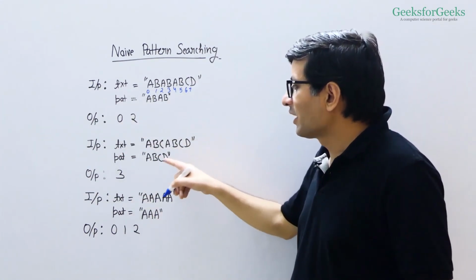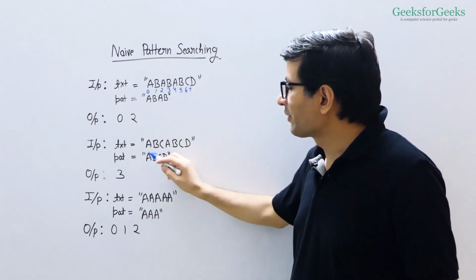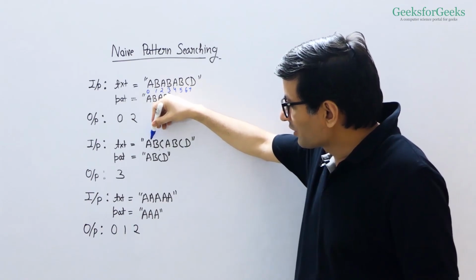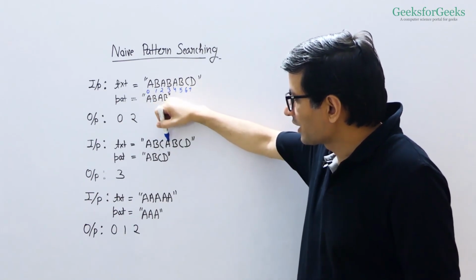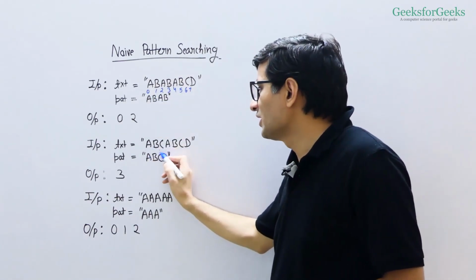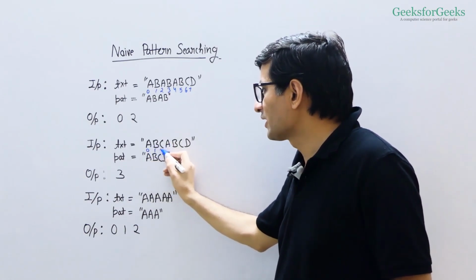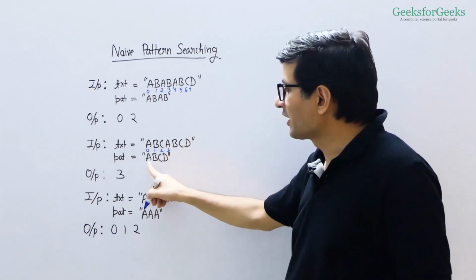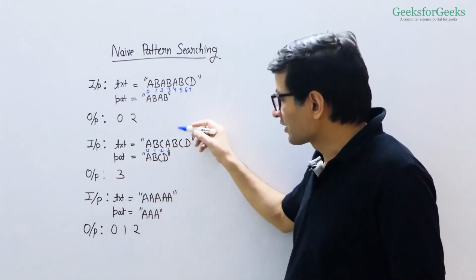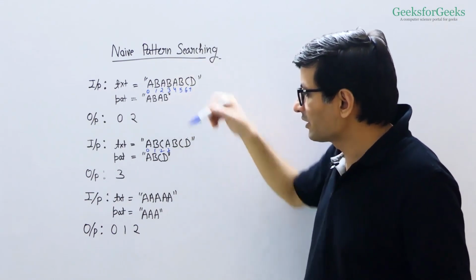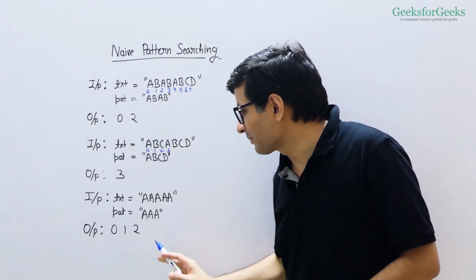In this example, our pattern is ABCD and our text is ABCABCD. Now it does not appear at 0 because 3 characters match but the 4th character does not match, right? ABC are matching but A and D do not match. So it does not appear at 0, it appears at index 3, right? So we write output as 3. It matches here completely. A matches with A, B matches with B, C matches with C, and D matches with D.